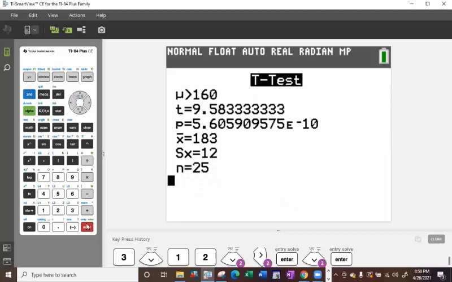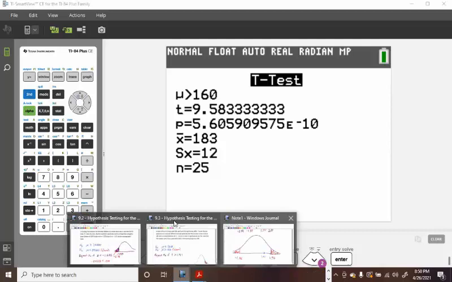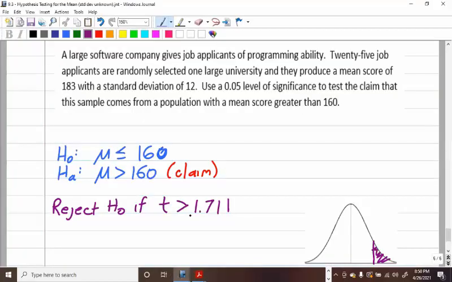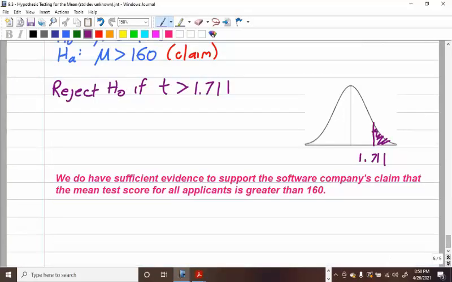That's a giant t-score, and it's a really small p-value. So it's safe to say that 9.58 is way out there in rejection land. So we have sufficient evidence to support the claim that the mean test score for all applicants is greater than 160.